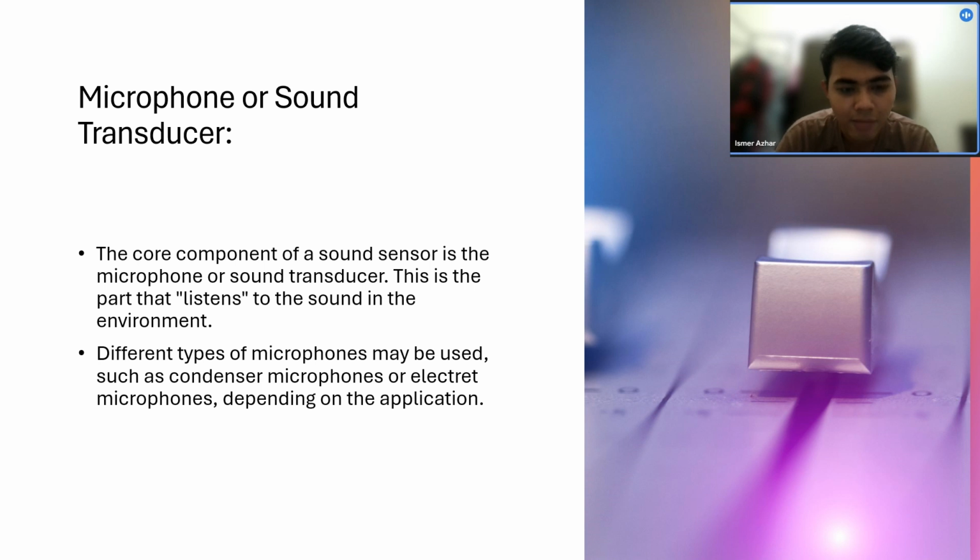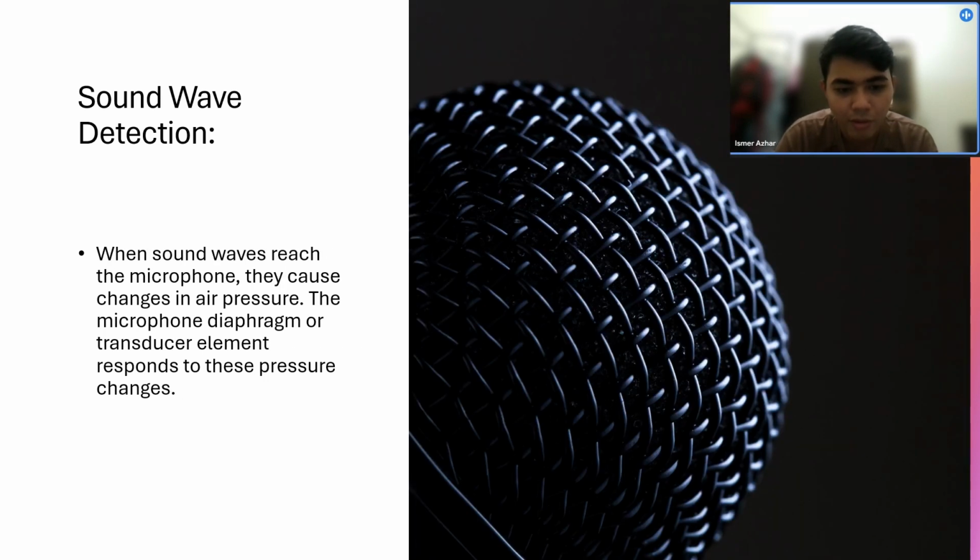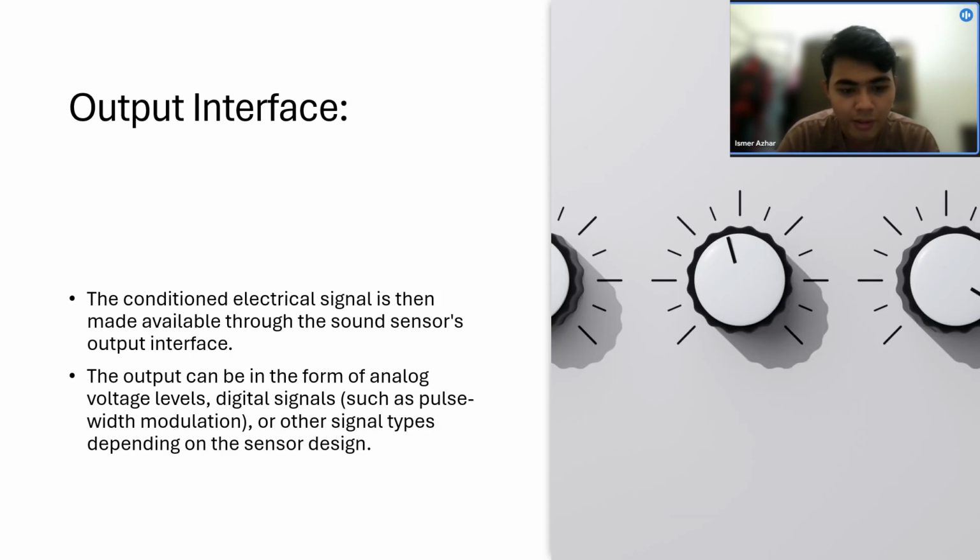The next component is sound wave detection. When sound waves reach the microphone, they cause changes in air pressure. The microphone diaphragm or transducer element responds to these pressure changes. And finally, the output interface, where the conditioned electrical signal is made available to the sound sensor's output interface. The output can be in the form of analog voltage levels, digital signals such as pulse width modulation, or other signal types depending on the sensor's design. I will pass on my presentation to the next presenter, Zamuddin.